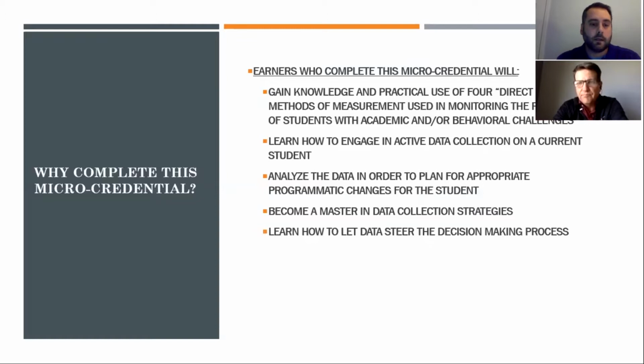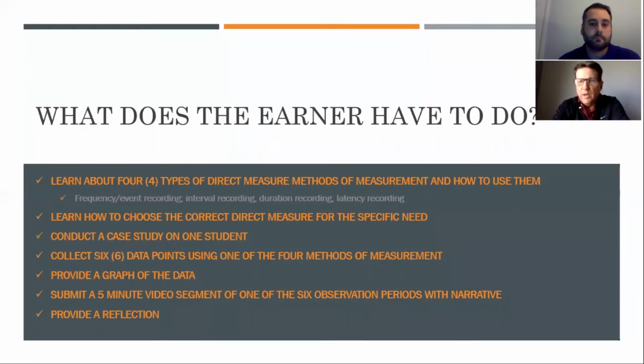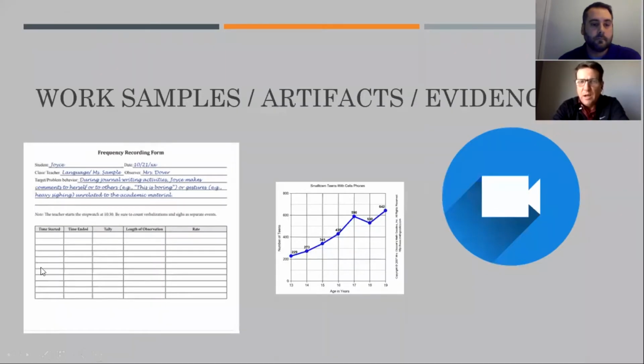And so why should somebody complete this micro-credential? They're going to gain knowledge and practical use of 4 different types of methods of measurement. They'll only choose one, but they're going to learn about 4, and they're going to use that in a real life setting on a real life student that they have. And then hopefully they'll become a master at data collection and be able to let that data drive their decision making. Well, and it's a big part of the free appropriate public education, or FAPE, and provision of FAPE. When you're talking about working with students with disabilities, we have to collect data all the time.